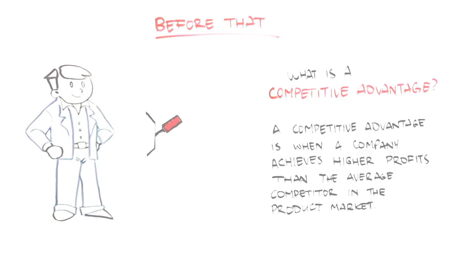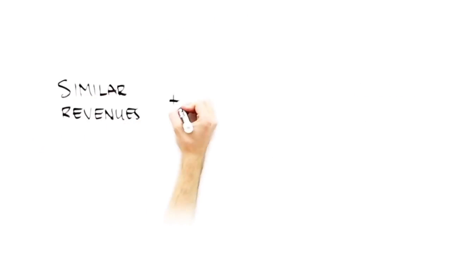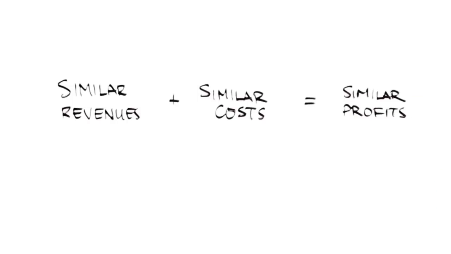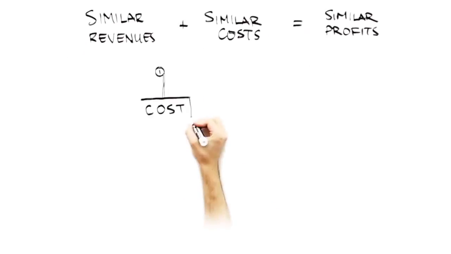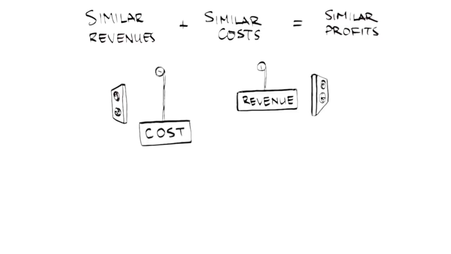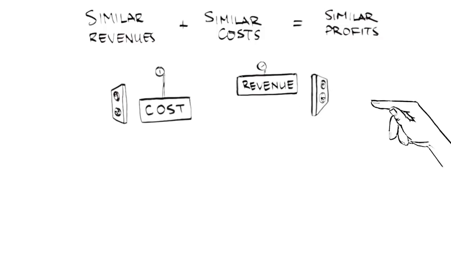in the product market. Consider two companies that have similar revenues and similar costs, and therefore similar profits. Well, the focal firm can achieve a competitive advantage in one of two ways. First, this company can somehow drop costs while keeping revenues constant. In this case, the focal firm now achieves a competitive advantage due to lower costs. Second, the focal firm can increase revenues while holding costs constant. In this case, the focal firm now achieves a competitive advantage due to higher revenues.